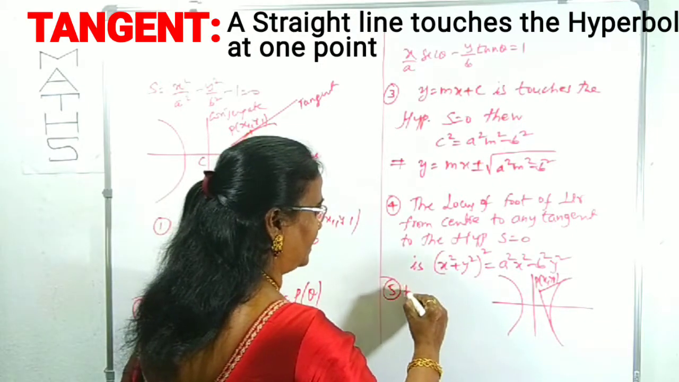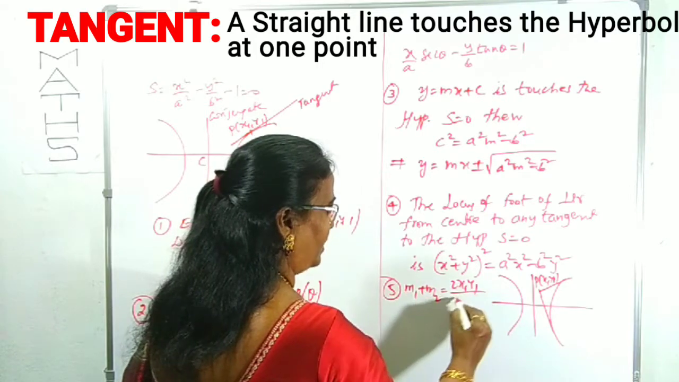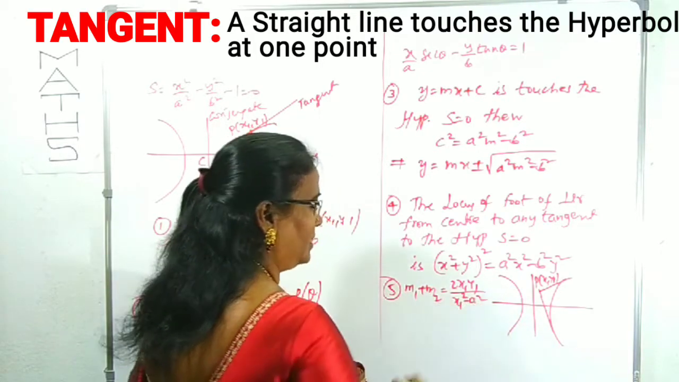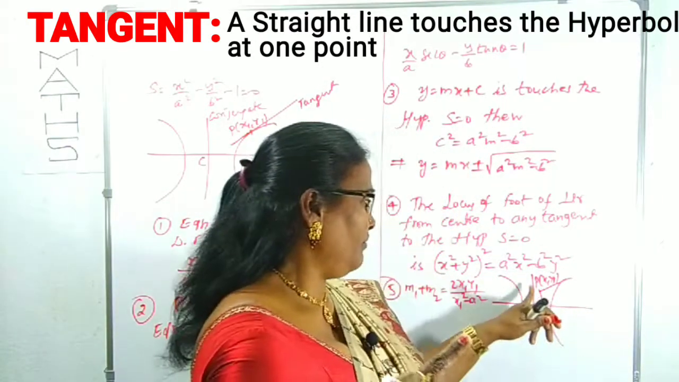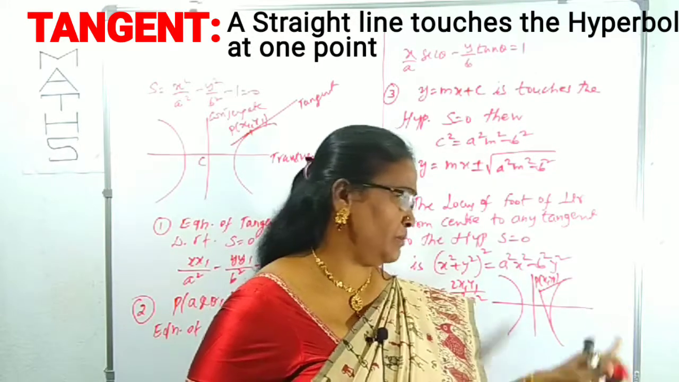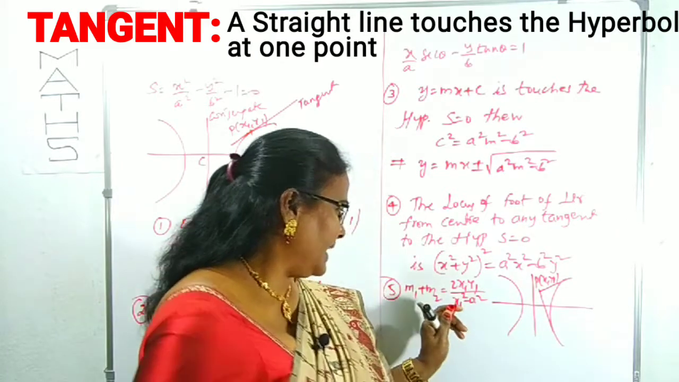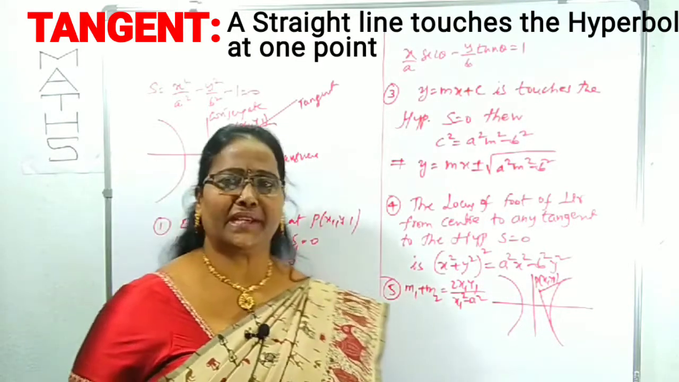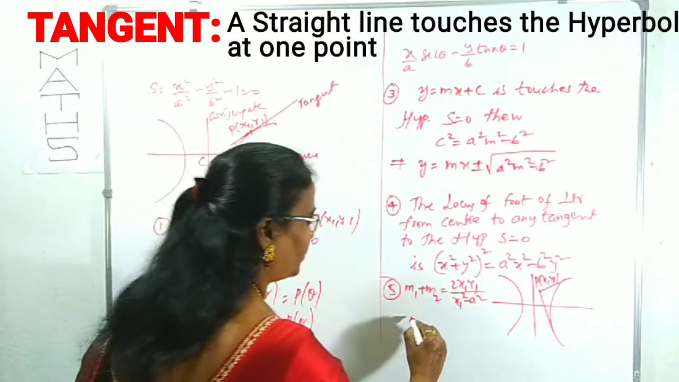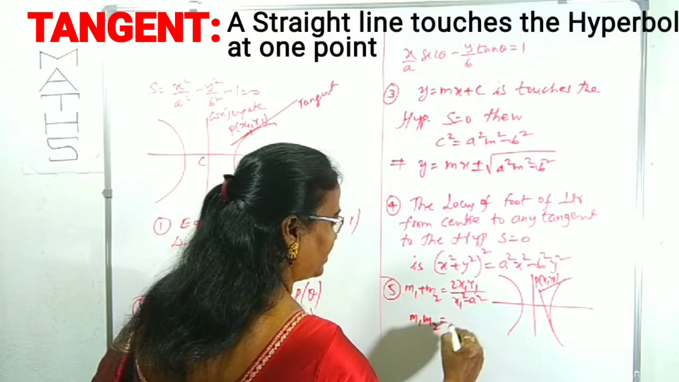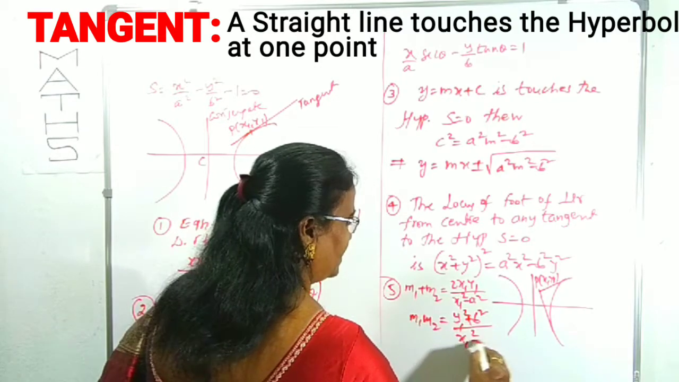Now, we can collect the sum of the slopes, which is 2x1y1 upon x1² − a². What is m1 + m2? Sum of the slopes of two tangents drawn from the interior point P(x1, y1) of a hyperbola with respect to S = 0 is what? m1 + m2 = 2x1y1/(x1² − a²). And the product of these slopes is m1m2 = (y1² + b²)/(x1² − a²).